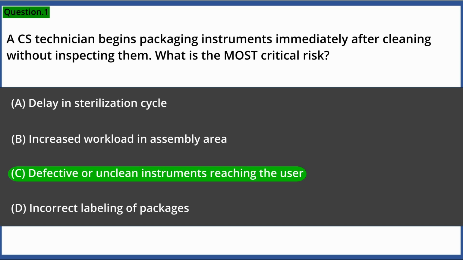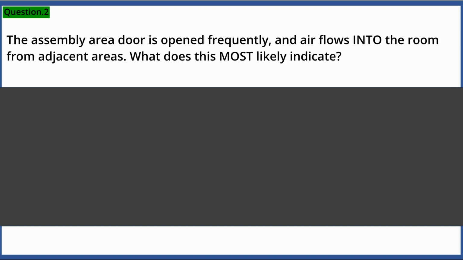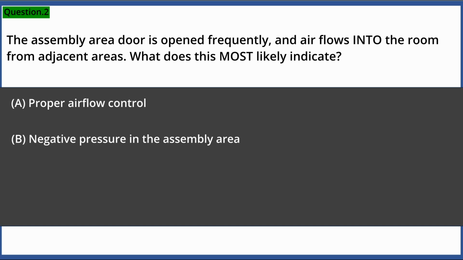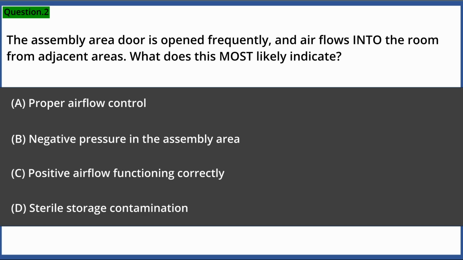Answer: C. Defective or unclean instruments reaching the user. The assembly area door is opened frequently, and air flows into the room from adjacent areas. What does this most likely indicate? A. Proper airflow control. B. Negative pressure in the assembly area. C. Positive airflow functioning correctly. D. Sterile storage contamination.